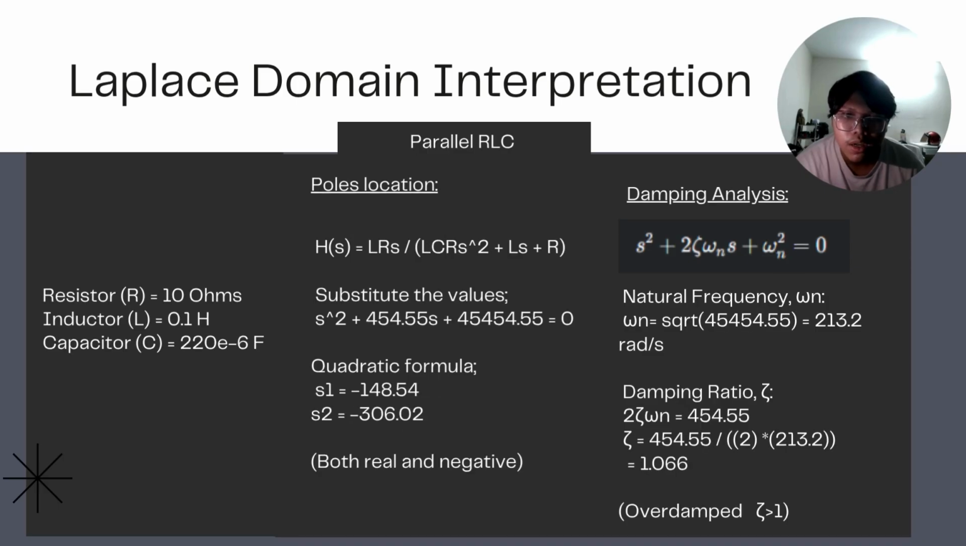And for the parallel RLC, for the poles location, we use this formula, substitute the values of R, L, and C, and we get two values of poles using the quadratic formula, which are both real and negative. For the damping analysis, we use the same formula, and we get a natural frequency of 213.2 radians per second, and the damping ratio is 1.066, which is overdamped because it is more than 1.